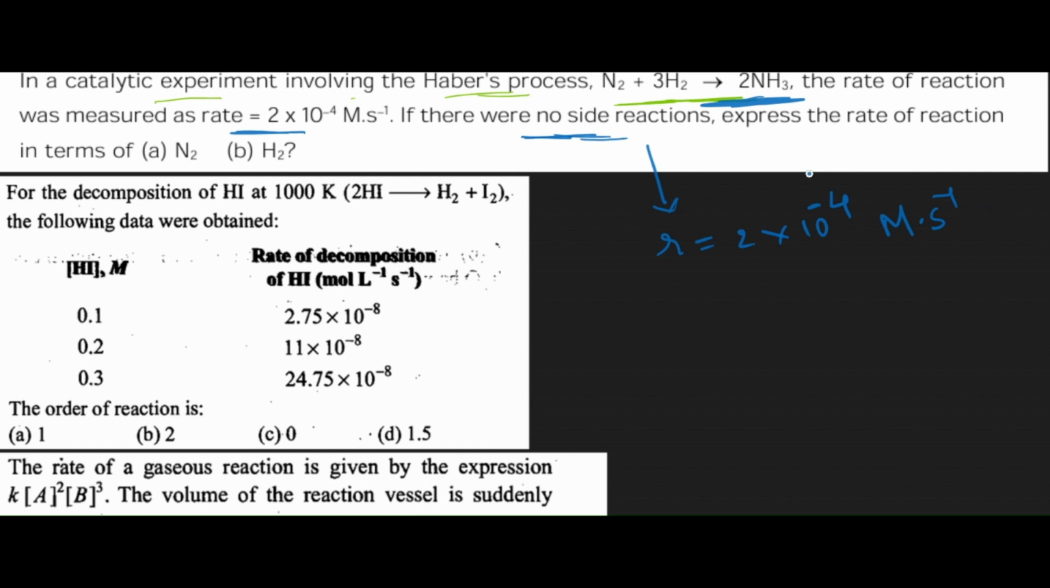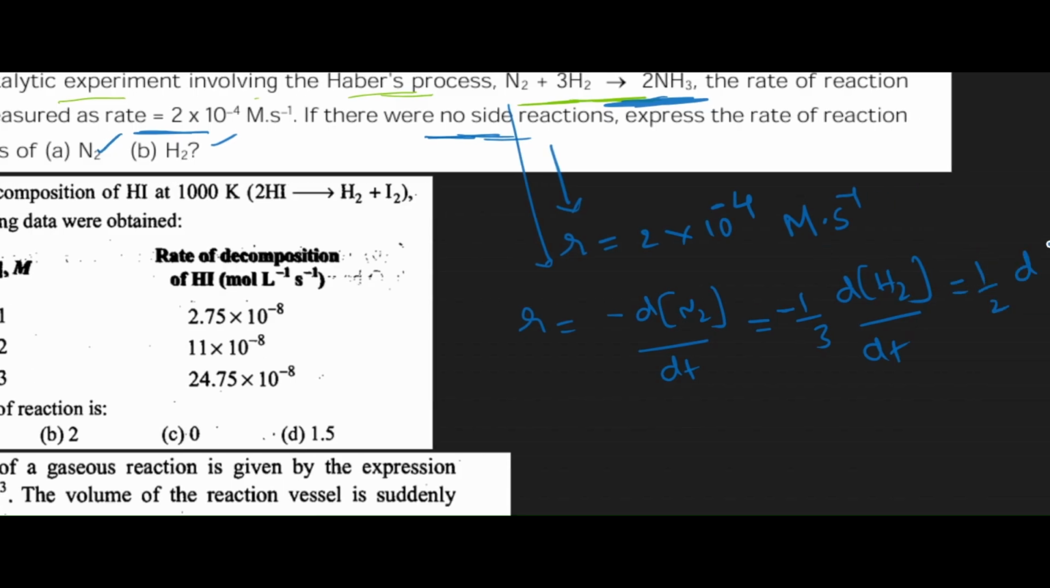If there are no side reactions, express the rate of reaction in terms of nitrogen and hydrogen. So for this reaction I am writing rate as minus dN2 by dt is equal to minus 1 by 3 dH2 by dt, that also will be negative being a reactant, right? Equal to 1 by 2 into dNH3 by dt. Clear? This is how we will write the rate for any chemical reaction. For ammonia we have indicated the rate.